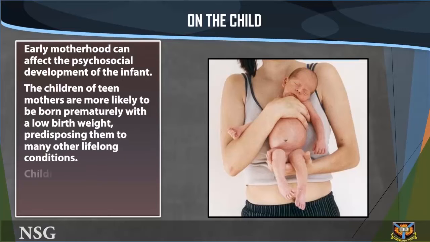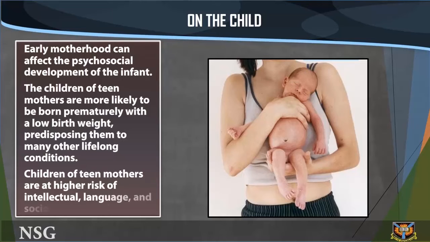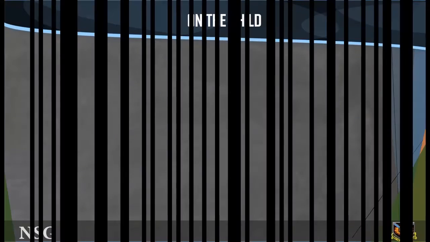The children of teen mothers are more likely to be born prematurely with a low birth weight, predisposing them to many other lifelong conditions. Children of teen mothers are at higher risk of intellectual, language and socio-emotional delays. Developmental disabilities and behavioral issues are increased in children born to teen mothers.